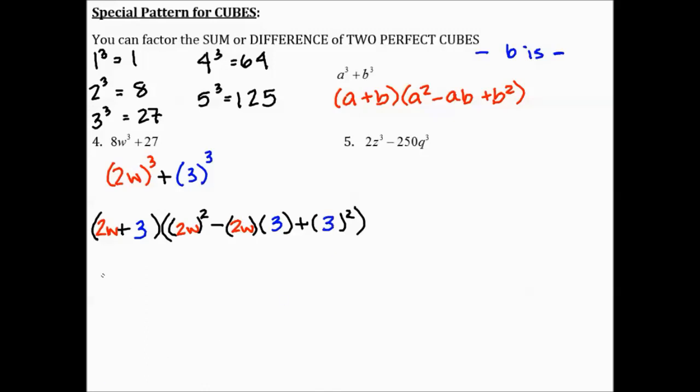Now, to simplify this, the first parenthesis is still just 2w plus 3. The second parenthesis, 2w squared, you have to square both the 2 and the w, so you get 4w squared. 2w times 3 is 6w, and 3 squared is 9. So this would be the final answer to problem number 4.